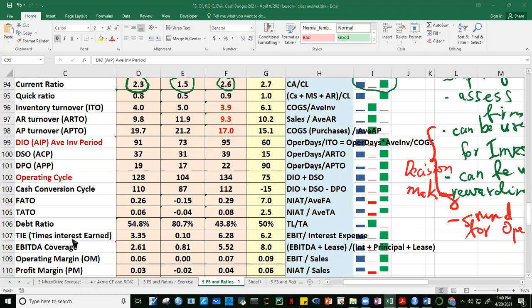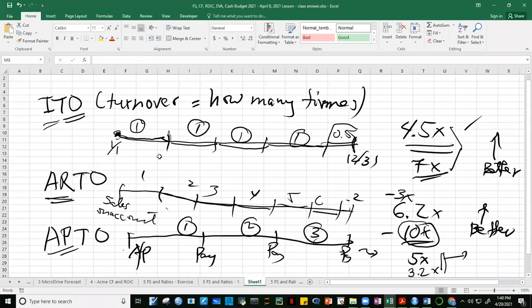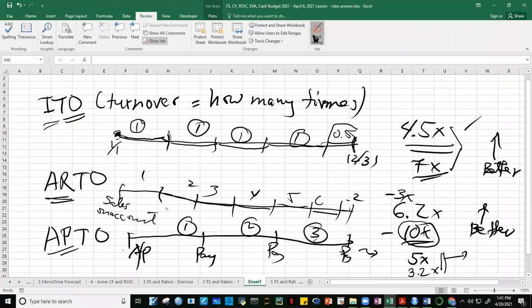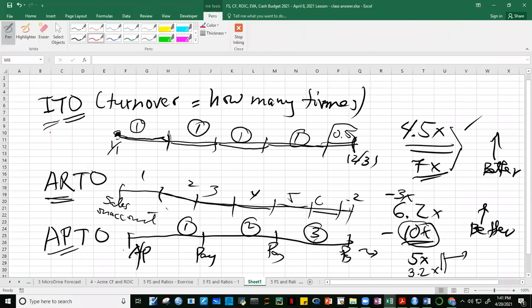Okay, anong difference guys ni DIO at saka ni ITO? Balikan natin itong sheet natin. Si ITO, it measures the number of times. Si DIO naman, it measures, dito yung DIO natin. Let me insert it here. Related itong dalawang to, no? DIO or aka average inventory period.